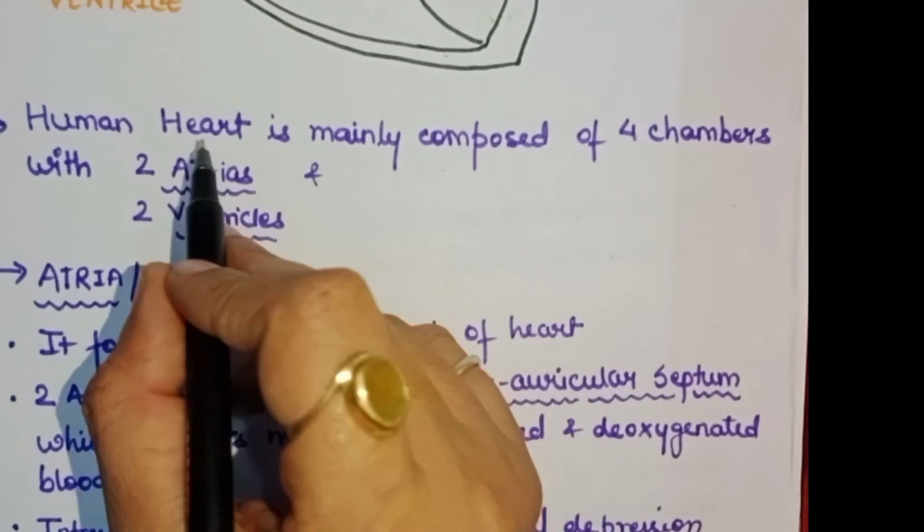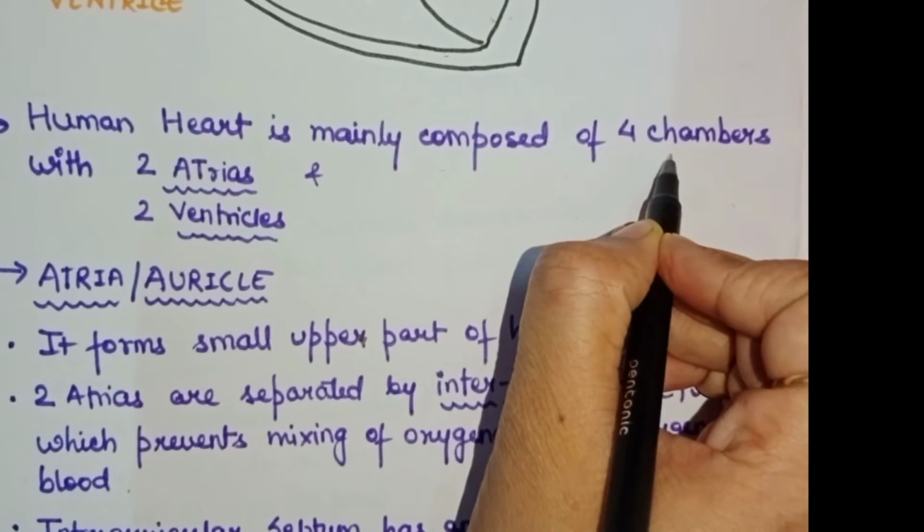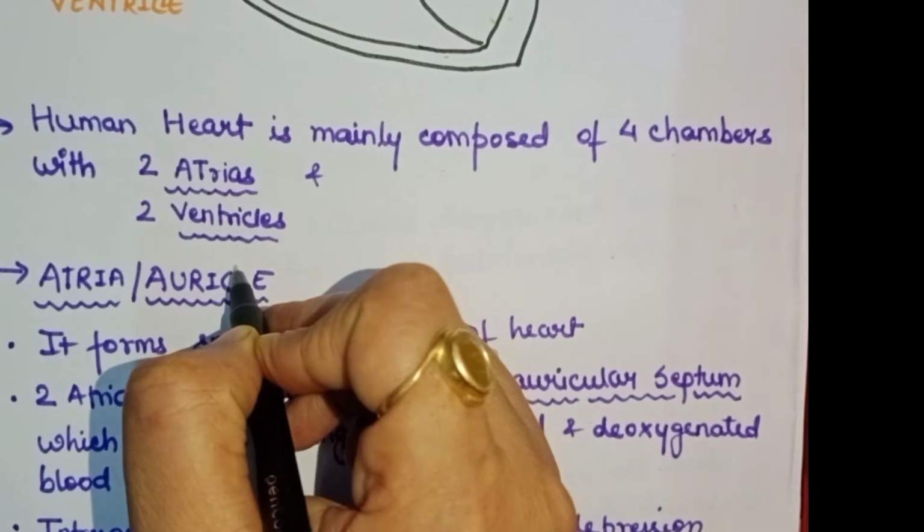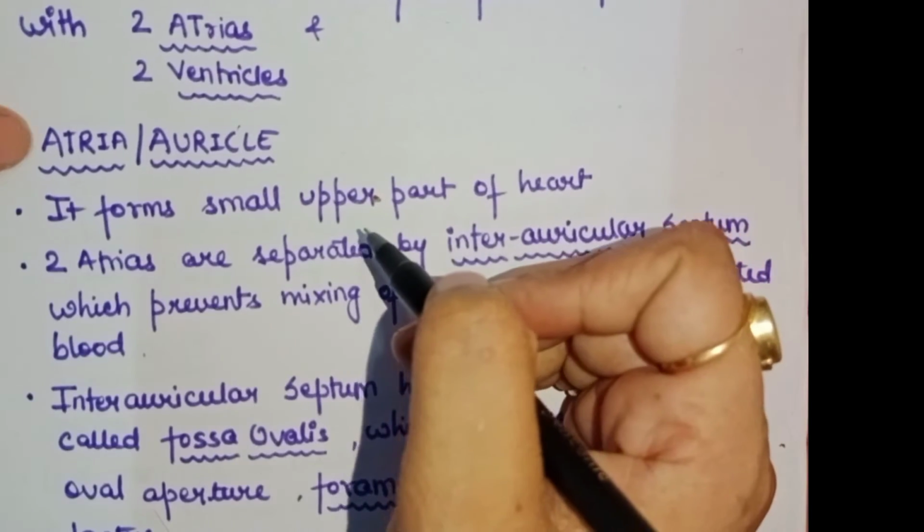Description में क्या क्या रहेगा? Human heart is mainly composed of 4 chambers with 2 atria and 2 ventricles. Talking about the atria or auricle.